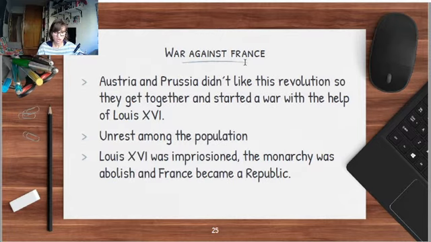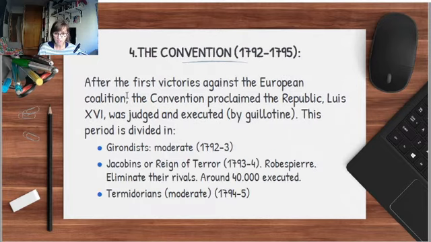In the meanwhile, as I told you at the beginning, most of the clergy and the nobility are going to flee to countries outside France. Austria and Prussia are not going to like the revolution, so they are going to get together and start a war with the help of Louis XVI. This is going to create unrest among the population, and Louis XVI is going to be imprisoned. The monarchy is going to be abolished, and France is going to become a republic.